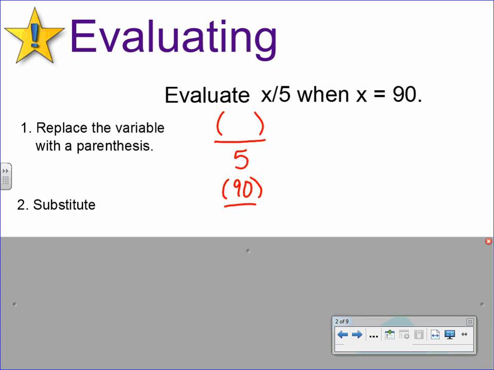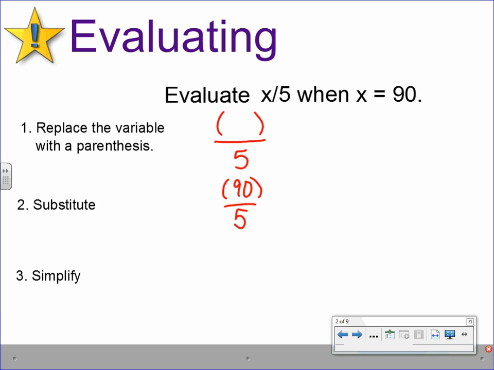And somebody said it earlier, that's ultimately the calculation that you're going to do. 90 divided by 5. Does anybody know that off the top of their head? 18. Beautiful. If you didn't know that off the top of your head, you could use a calculator.